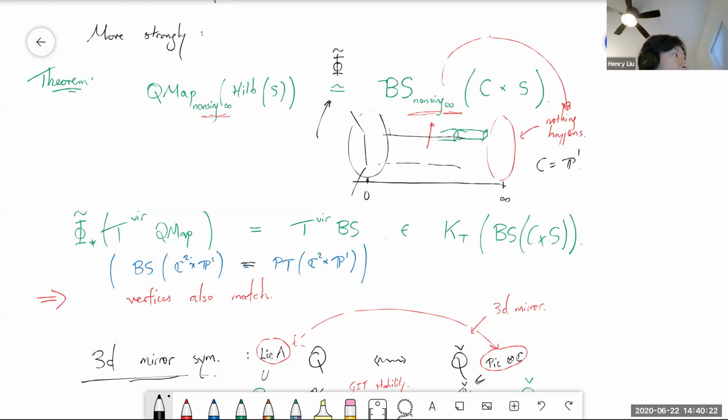Oh, that's a good point. Speaking completely algebraically, if you believe this whole series of wall crossings from DT to PT to BS, it's certainly true that the BS vertex is completely determined starting from the A2 case.